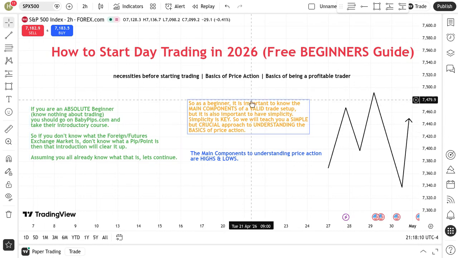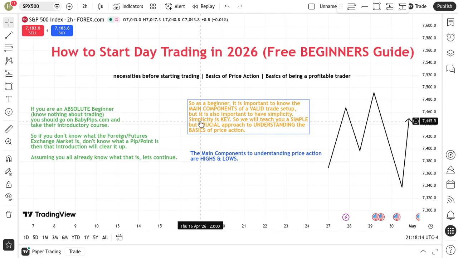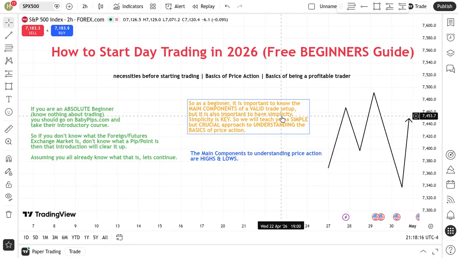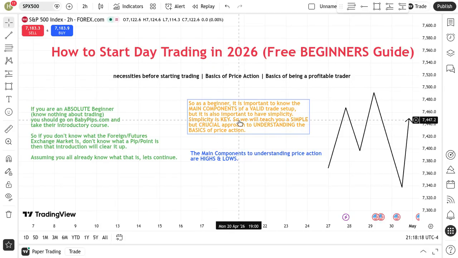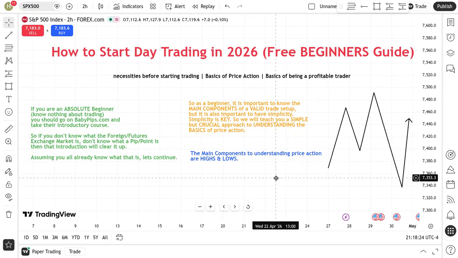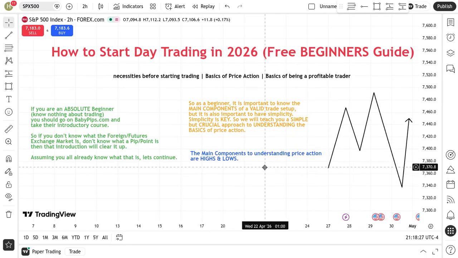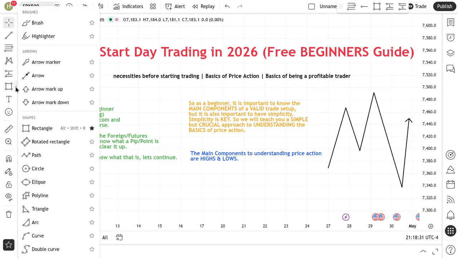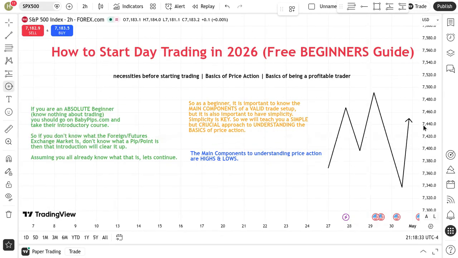So as a beginner, it is important to know the main components of a valid trade setup, but it is also important to have simplicity. Simplicity is key. So we will teach you a simple but crucial approach to understanding the basics of price action. The main components to understanding price action are highs and lows. So we look at this example here. We have various highs and lows. It is easy as this.